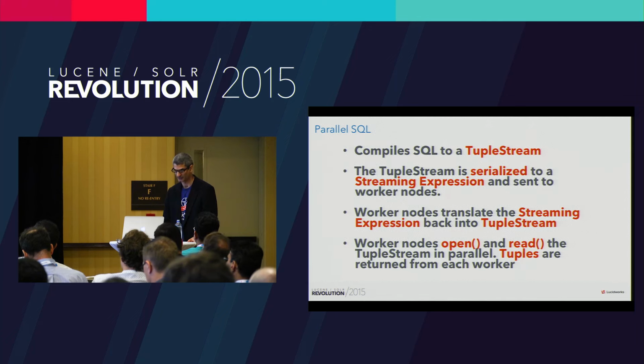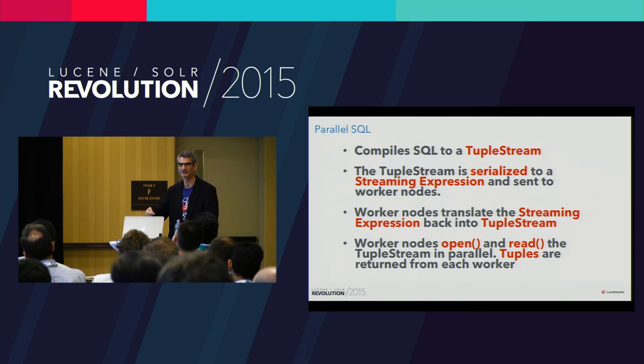The worker nodes translate it back to a tuple stream. So now it's back to the streaming API, and the worker nodes only have to know to open the stream, read the tuples, and return them back to the caller. And it's that read where the transformation occurs. The reason it's occurring is because you have decorators that are doing things on the read. So that's the whole model. That's the whole thing. It's all based on the decorators.